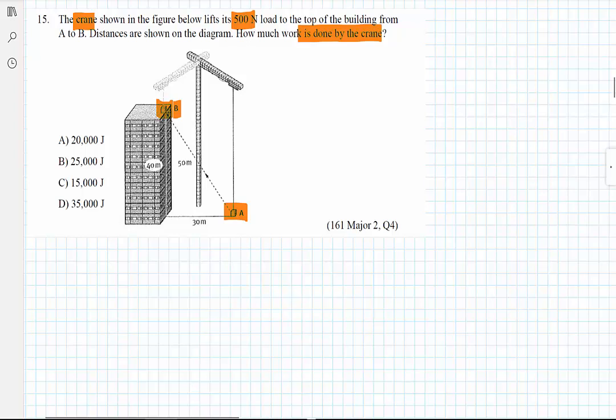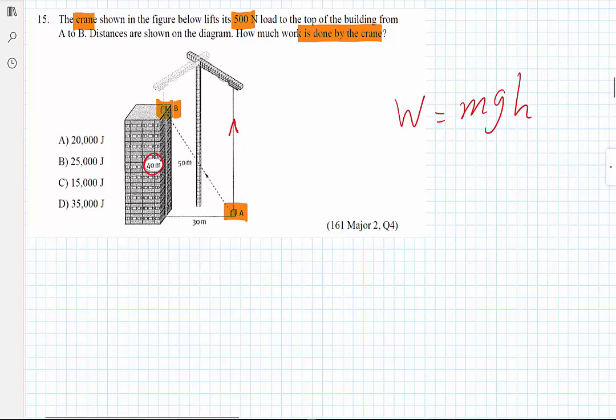So the work done on the mass to lift it up a certain height is m times g times h. So in this case, the work done is the mass of the object times g. Mass times g is the weight, which is 500, times h. What is the height of this building? The height of the building is 40 meters. So I will multiply 500 times 40. It gives you 20,000 joules. So the work done on the mass is 20,000 joules. And assuming 100% efficiency, the work done by the crane will also be 20,000 joules.